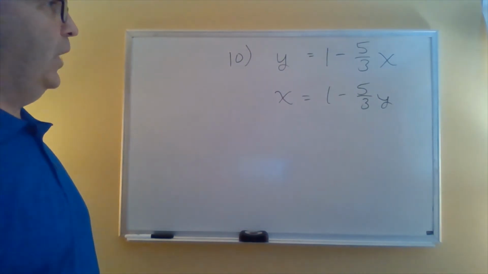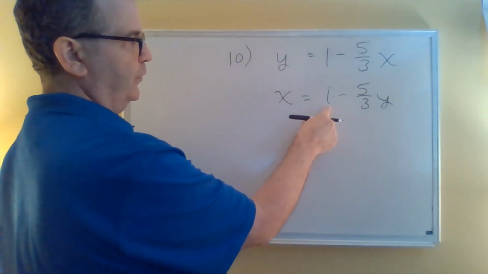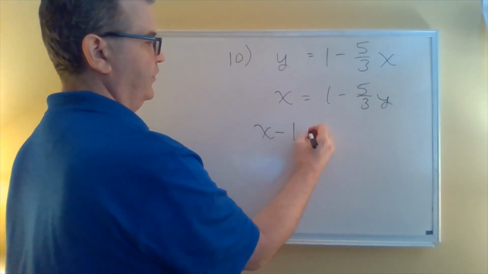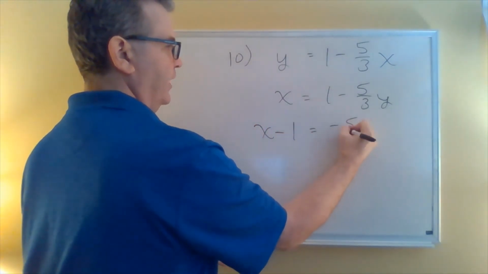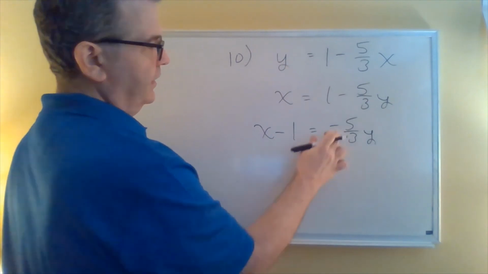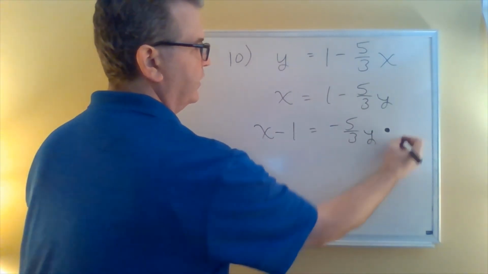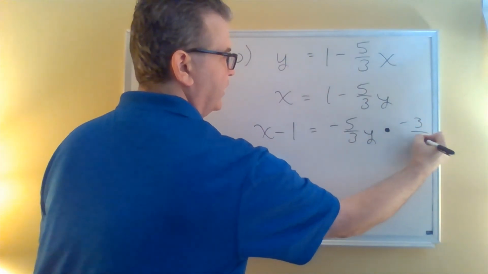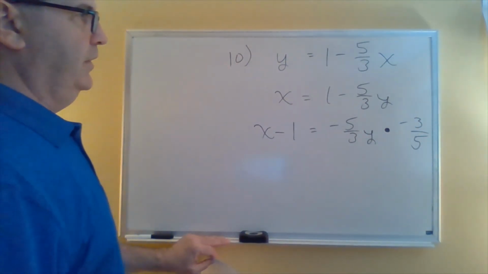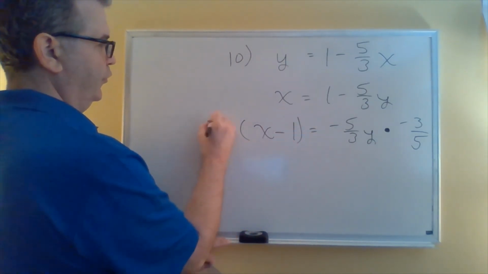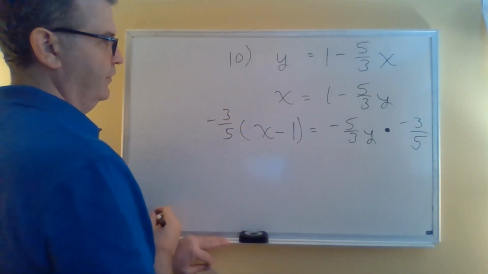Now we need to solve for y. So I'm going to start first. To remove this positive 1, I need to subtract 1 from each side. So x minus 1 equals negative 5/3 y. To get rid of this fraction, I'm going to multiply by its reciprocal. The reciprocal of negative 5/3 is negative 3/5. If I multiply that right side by negative 3/5, I have to multiply this left side by negative 3/5.